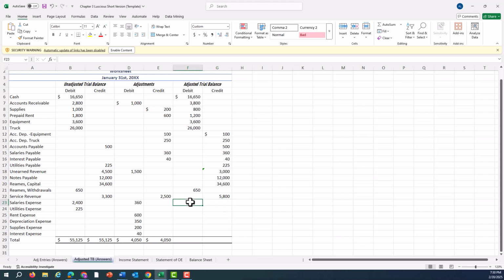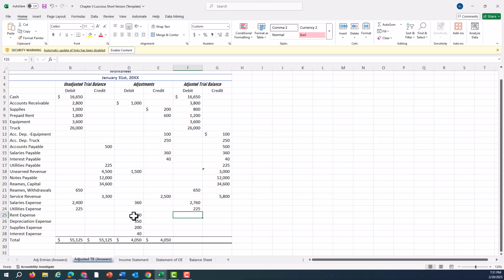For salaries expense, we recorded $2,400 during the period. The account had a $2,400 debit balance. During the adjustments, we debited it for another $360. Again, same thing, they're both debits, so we add them together and keep the balance on the same side. Now, in total, we're recognizing $2,760 worth of salaries expense for the period. Utilities expense had a $225 balance. We didn't have any adjustment, so it's still got a $225 debit balance.